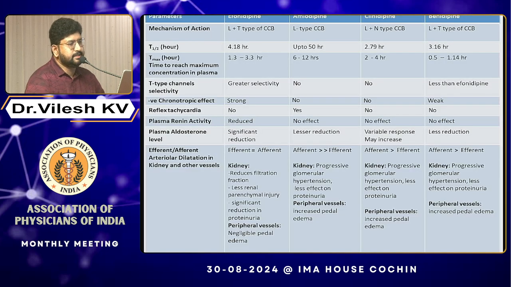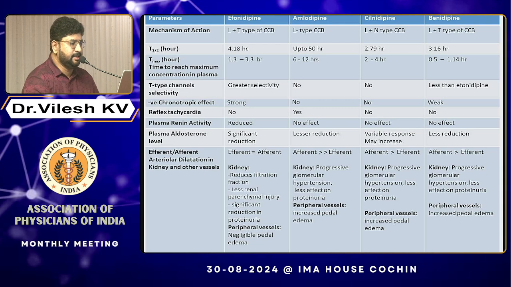So going to the most important slide, we are trying to understand the newer drugs: efonidipine, amlodipine, which is a trademark drug, cilnidipine, which came after that, and benidipine. Actually, we can compare these drugs in totality. When you look at the mechanism of action, we mentioned that T channels are involved in Rho kinase activity and fibrosis, and that is present in efonidipine. So efonidipine is basically an L as well as T type channel blocker. Amlodipine is a plain L type calcium channel blocker. Cilnidipine is an L plus N type calcium channel blocker, and benidipine is a combination of L type and T type calcium channel blocker.